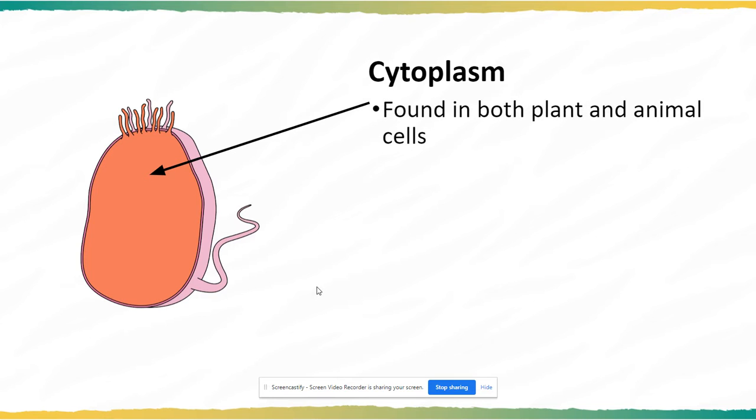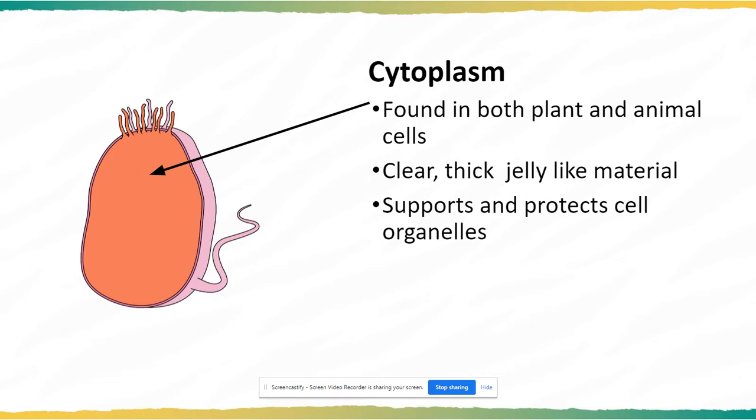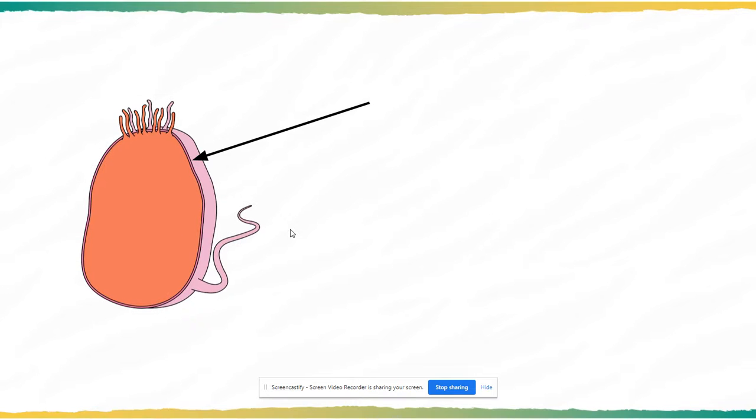Animal and plant cells also have cytoplasm, which is found in both animal and plant cells. It's like a jelly-type structure, clear and thick like material. It supports and protects the cell organelles. So the organelles are nestled within that.